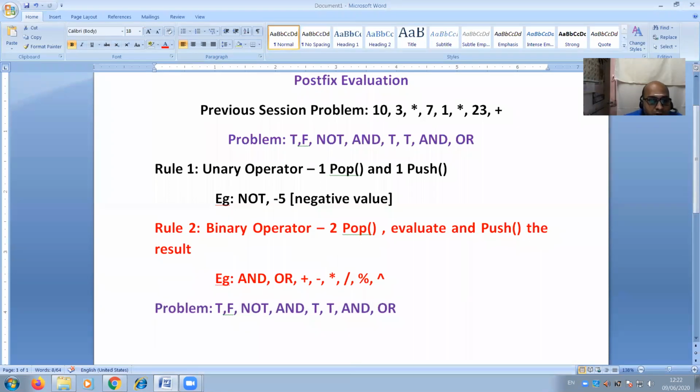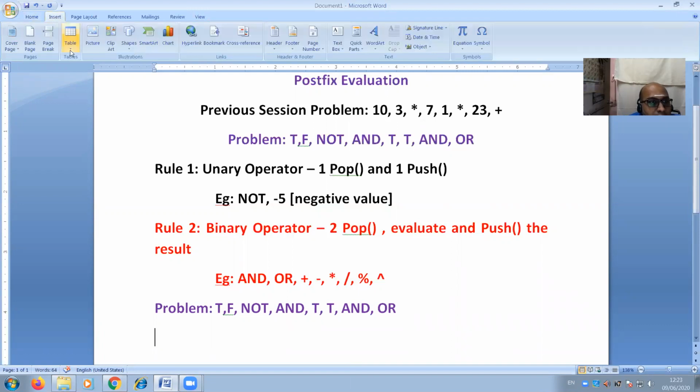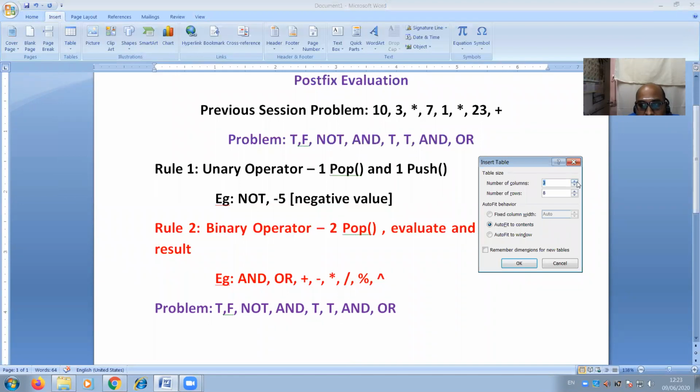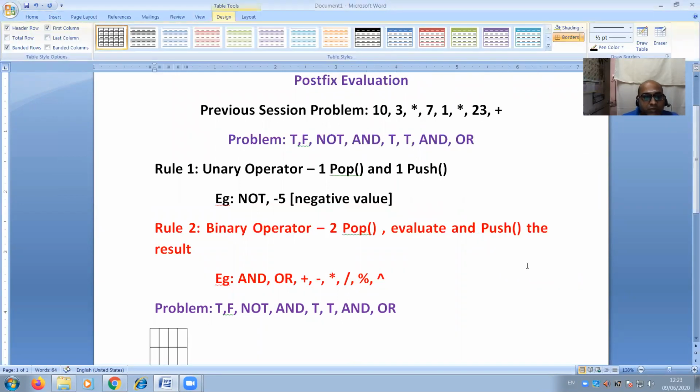So moving on straight away to solve the problem, I'm trying to insert 4 columns. One minute. Yes, I'm done with it. So the first column, I'm trying to take the input. The second column, based on the input, what is the action I'm going to perform? The third column is going to specify the stack content which is to be pushed or popped, something like that. The fourth column is meant for manipulation purpose.